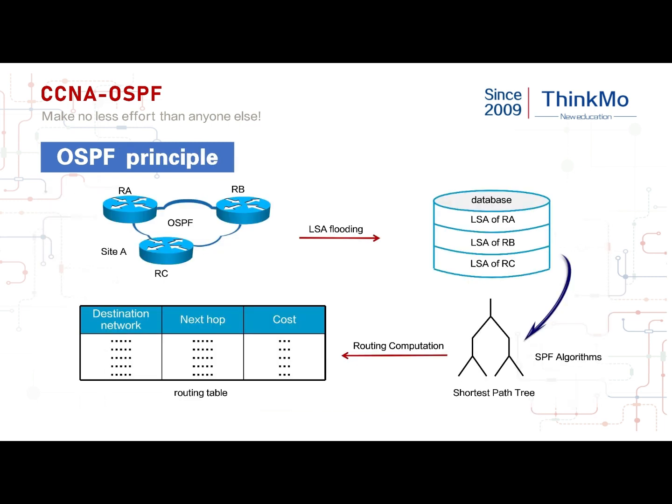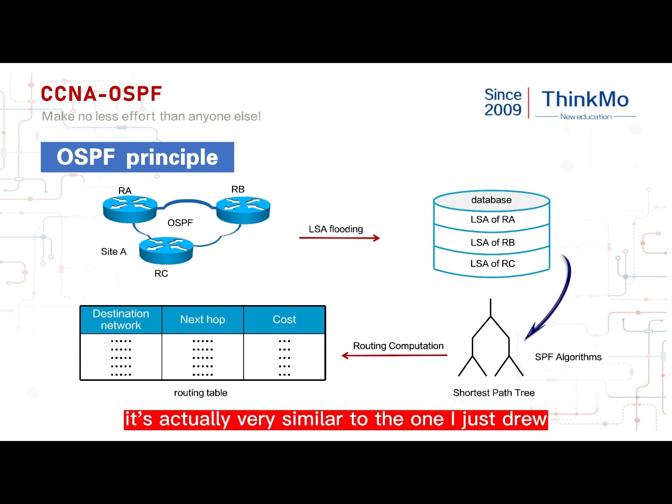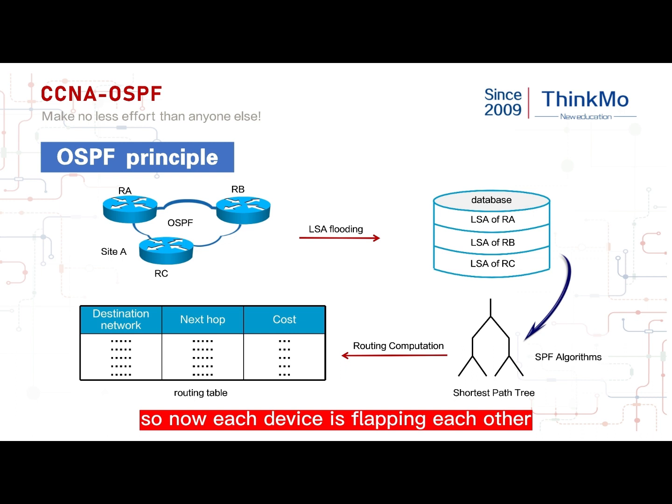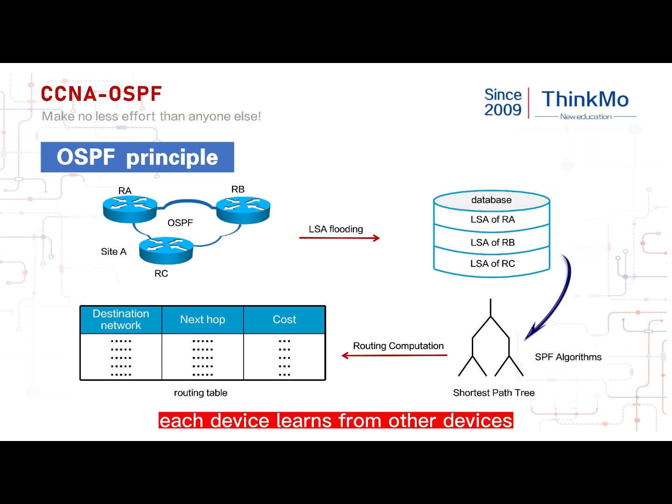Let's take a look. It's actually very similar to the one I just drew. There are 3 devices. They all generate a lot of LSAs. So now each device is flooding to each other, and each device learns from other devices. It's called a database. This database belongs to each device. That is, RA, RB, and RC each have one, and the databases in them are the same. It also looks like a barrel.